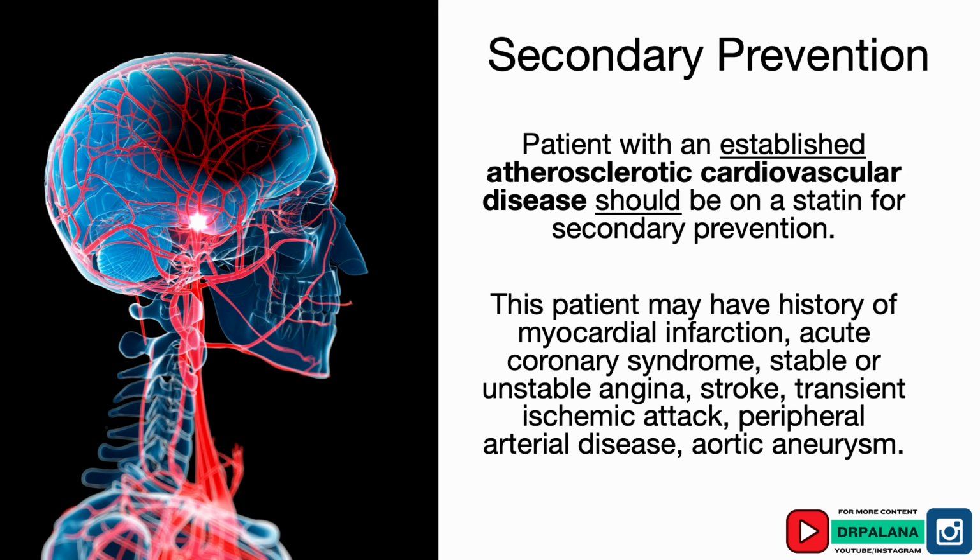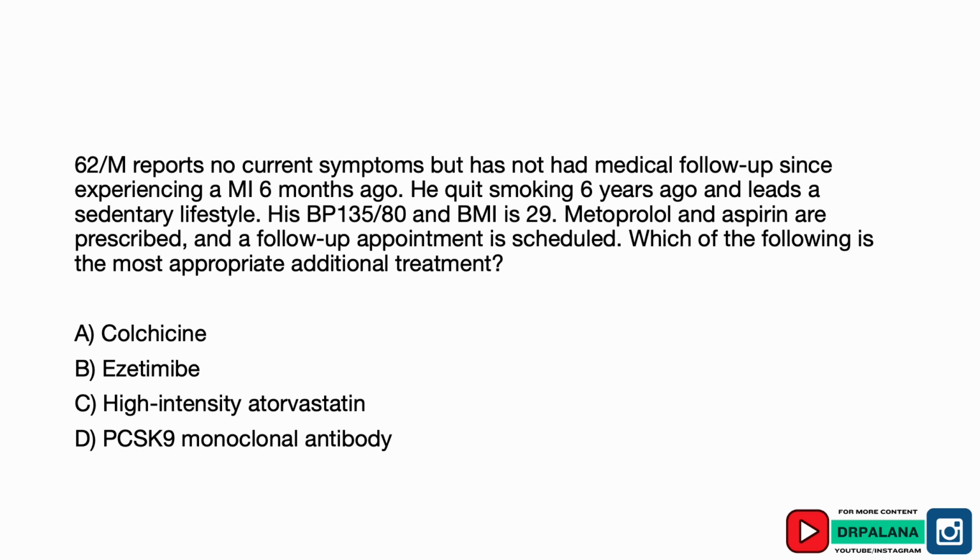Patients with an established atherosclerotic cardiovascular disease should be on a statin for secondary prevention. These patients may have a history of MI, acute coronary syndrome, stable or unstable angina, stroke, transient ischemic attack, peripheral arterial disease, or aortic aneurysm. A 62-year-old male reports no current symptoms but has not had any medical follow-up since experiencing a myocardial infarction 6 months ago.